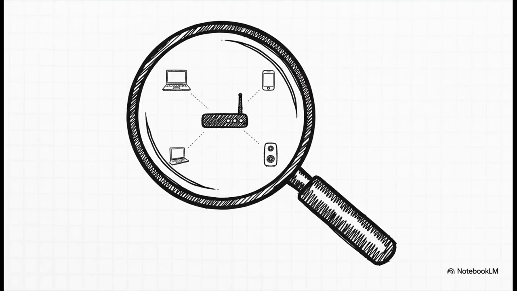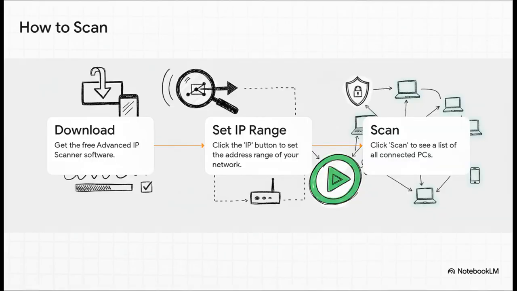Our digital magnifying glass for this investigation is a free piece of software called Advanced IP Scanner. Now, don't let the name intimidate you. It's incredibly easy to use, I promise. In just a couple of clicks, it's going to give us a full lineup of every single device using your Wi-Fi. Seriously, it's as easy as 1, 2, 3.